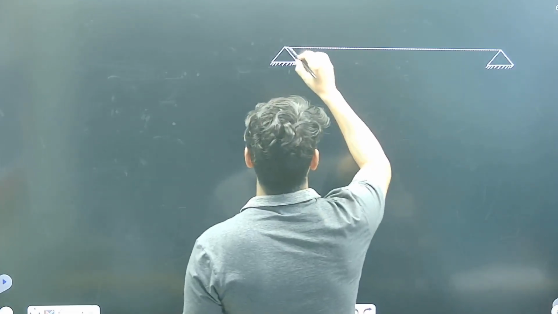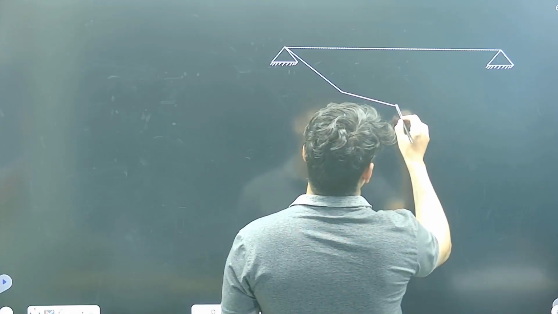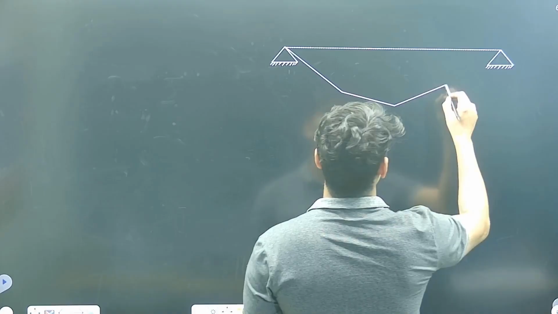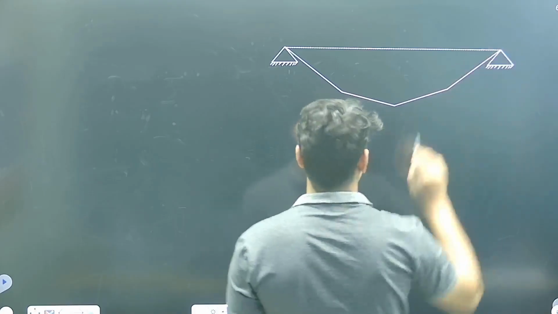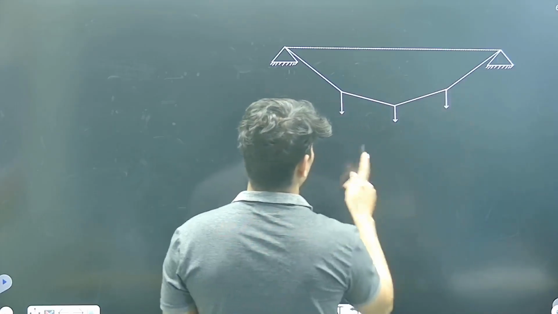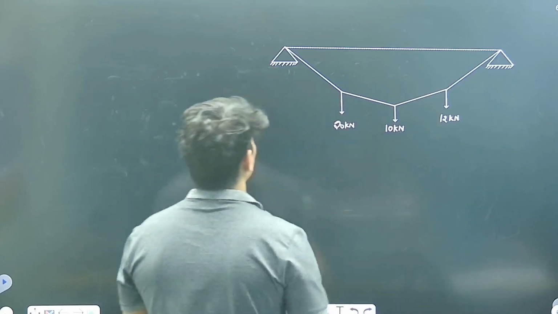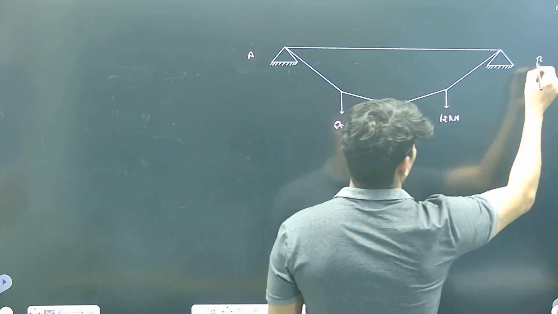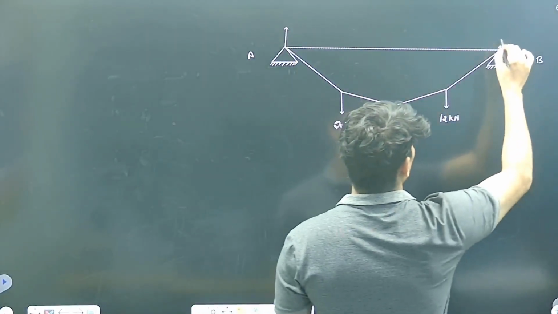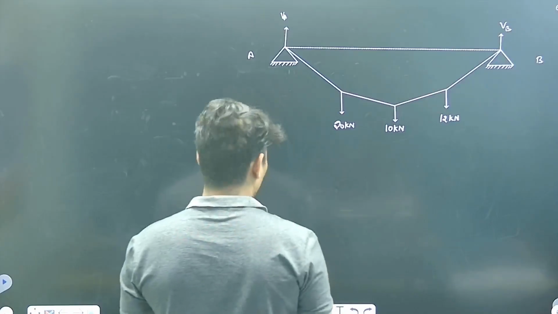kilonewton, 10 kilonewton, and 12 kilonewton at the points. Okay, the vertical reactions will be at A and B.